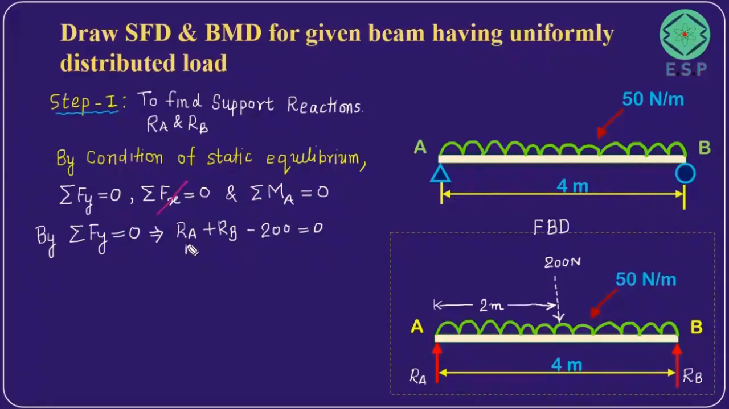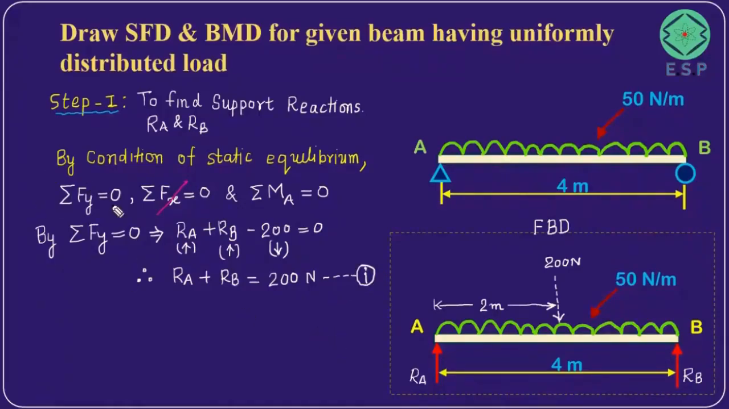Please remember this is upward, so I have taken it positive. This is also upward, so I have taken it as positive. This is downward, so that is why I have taken it as negative as per sign convention. So if I simplify this, I'll be getting RA plus RB equals 200 newtons. So this you can call as equation 1. So we shall use it whenever we require it.